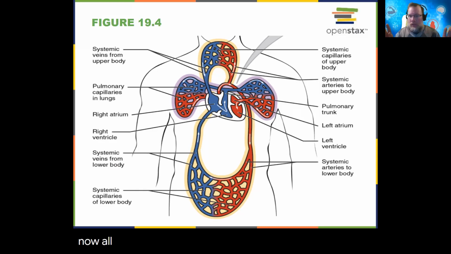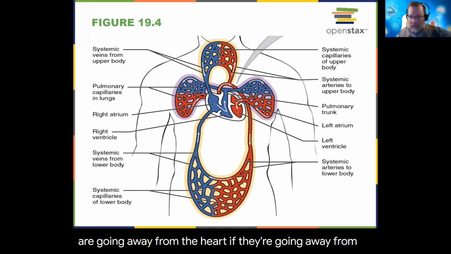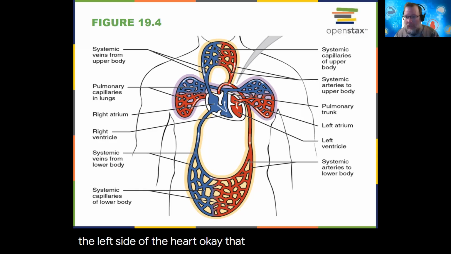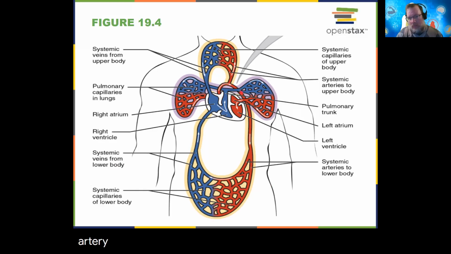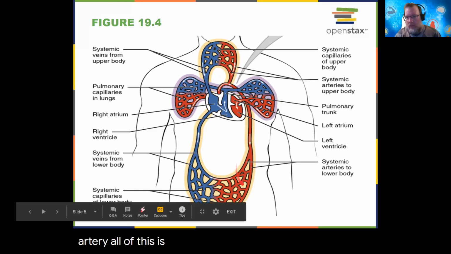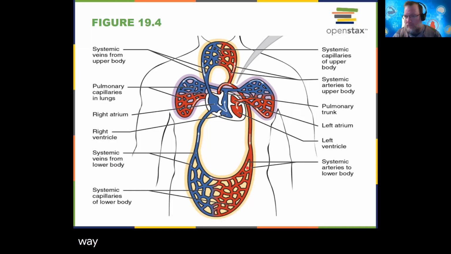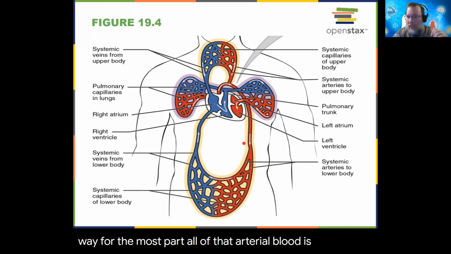Now, all arteries go away from the heart. Most arteries going away from the left side of the heart, the blood in those arteries is going to be highly oxygenated and represented as being red. You can see right here, this big blood vessel, this big artery sending red blood out. All of this is going to be artery. Arteries always away. For the most part, all of that arterial blood is going to be oxygenated.